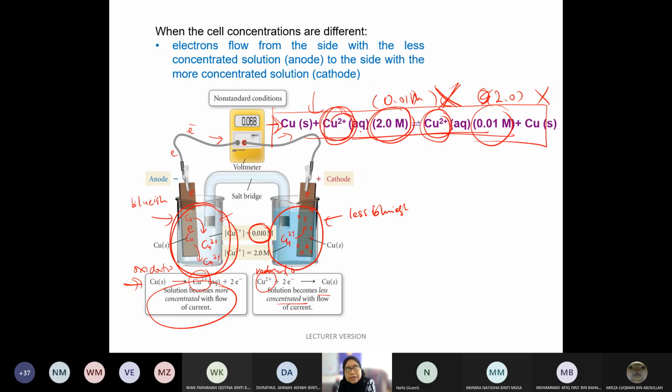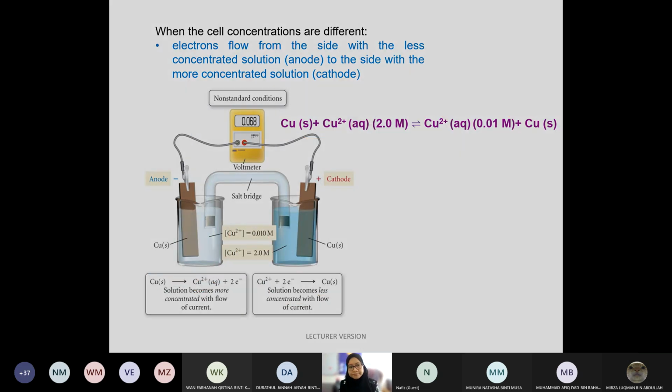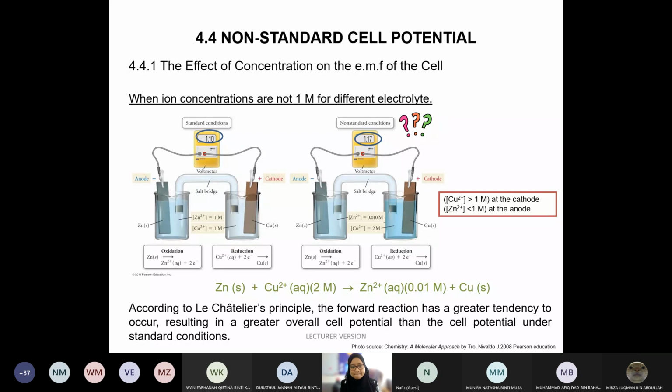Oh, ni kan tadi less concentrated to more concentrated. Therefore this copper 2 plus should be less concentrated. This one should be more. No, tu salah. Okay, itu salah. Okay, so itu kita dah tahu.